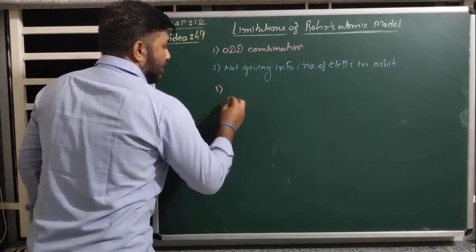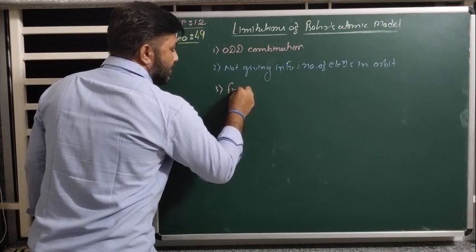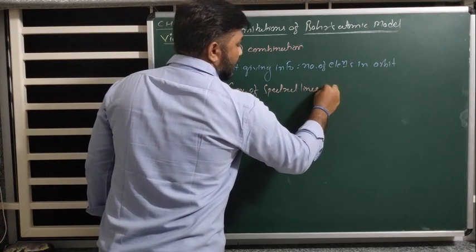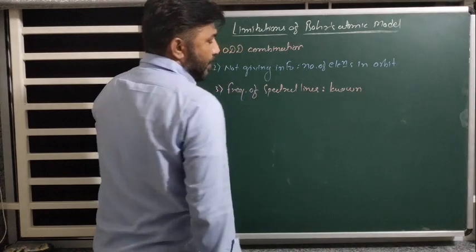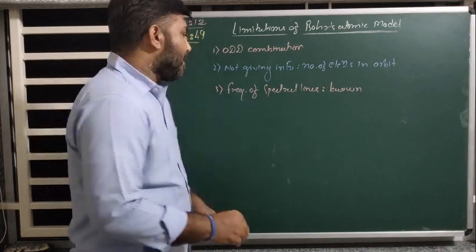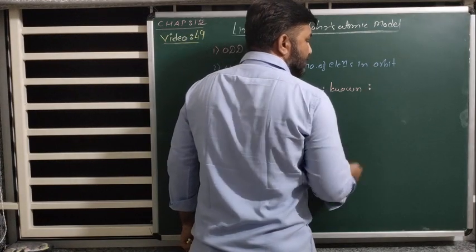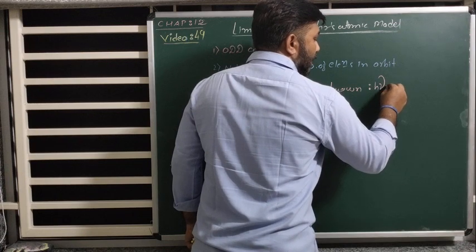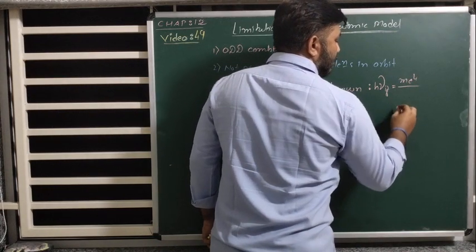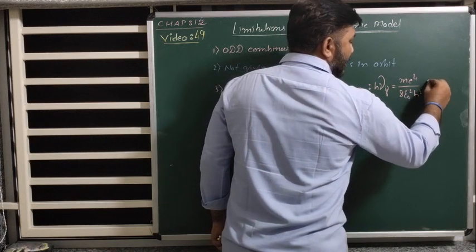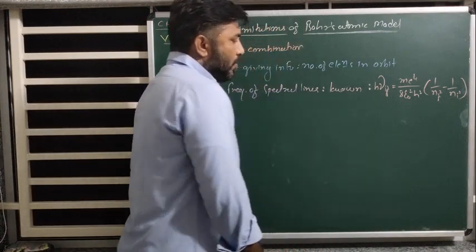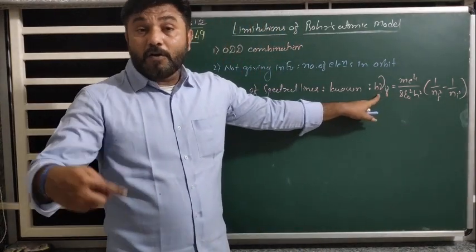From the line spectrum, we have the information about the frequency of spectral lines. In the last video we obtained Rydberg's formula. In that formula there was an equation, what was that equation? h nu if is equal to m e raised to 4 upon 8 epsilon 0 square h square, into 1 upon nf square minus 1 upon ni square. So from this equation you get the frequency of the spectral lines.